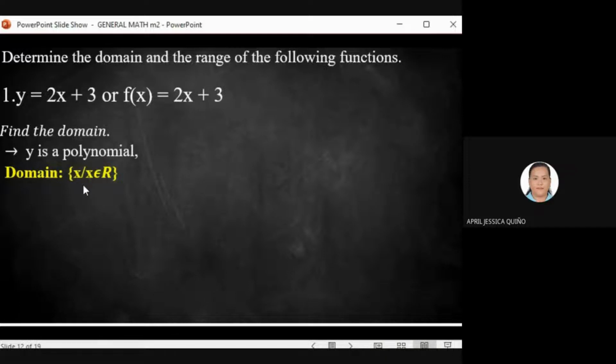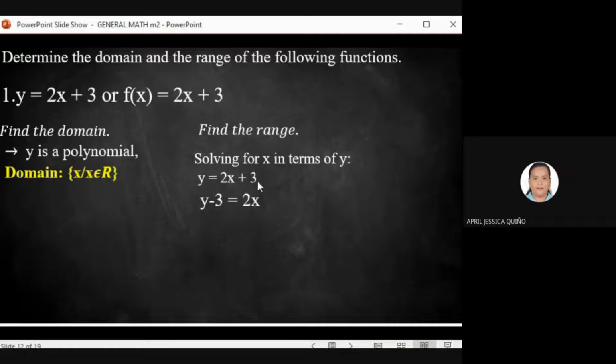So how about for the range? In order for us to get the range, we need to solve for the value of x. We need to solve x in terms of y. Since we have y is equal to 2x plus 3, we just need to transpose 3 to the other side. It will be -3. So we have y minus 3 is equal to 2x. Then we need to divide both sides by 2. If we divide both sides by 2, we will only get x. Since we already omit 2, we have x is equal to y minus 3 divided by 2.